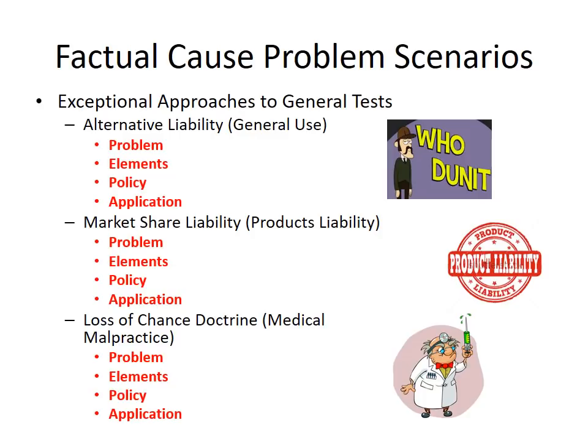Now, take note that the alternative liability theory technically could be used in any kind of scenario. And by that I mean it's not pigeonholed to a particular type of tort case. Now, that's not necessarily true of the other two exceptional doctrines. Market share liability was created in a products liability context and is most likely to arise there. And even though we're not going to be exploring products liability in depth, the uniqueness of the market share causation analysis is so significant that we're going to take a look at it no matter what.